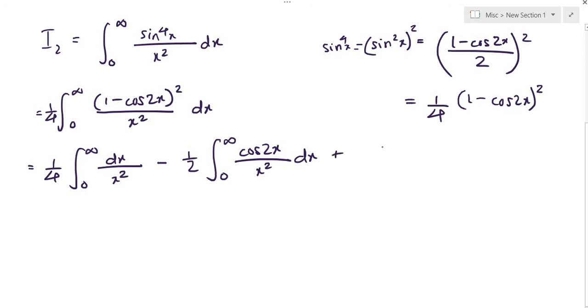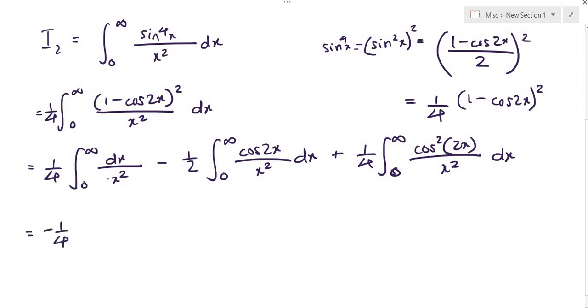So we have plus 1 over 4 times the integral from 0 to infinity of cosine squared of 2x divided by x squared dx. Well, integrating this is easy, right? So I'll take a negative outside to compensate for the negative due to the antiderivative of this, and this is just 1 over x evaluated from 0 to infinity.